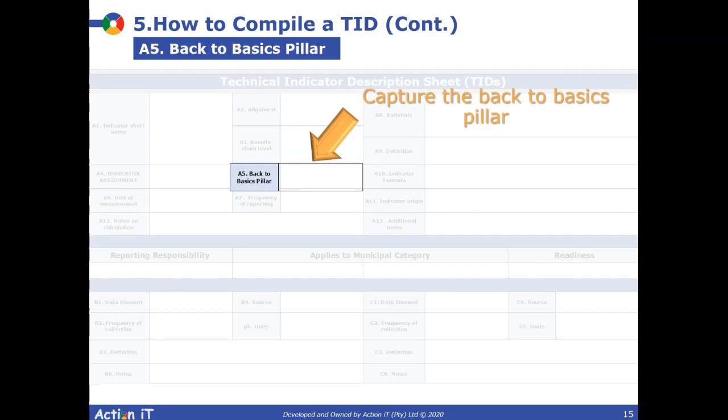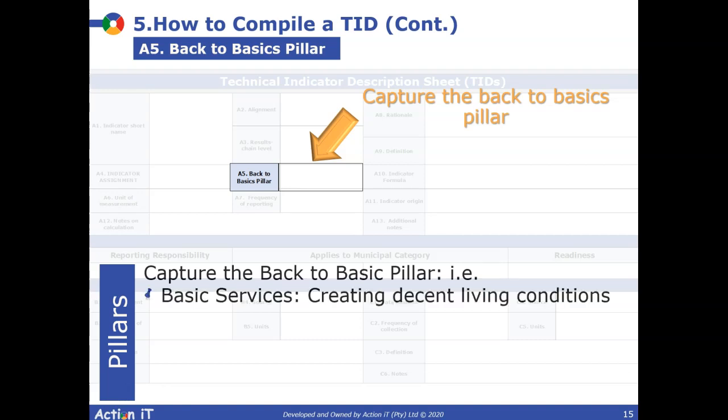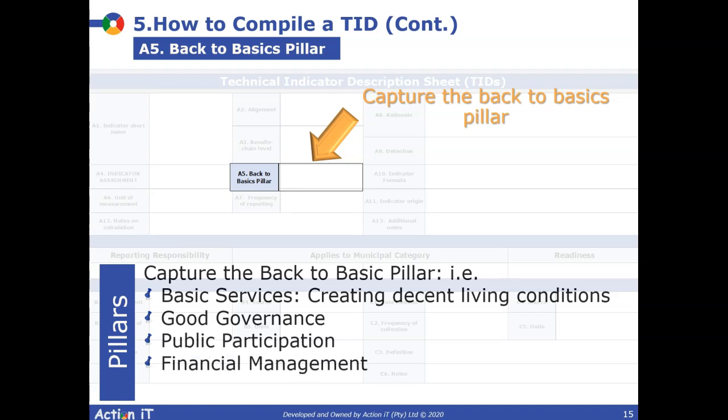In A5, Back to Basics pillar, you need to capture the Back to Basics pillar that the indicator supports. The Back to Basics pillars are basic services, creating decent living conditions, good governance, public participation, financial management, institutional capacity. For our example, the Back to Basics pillar is basic services. Capture basic services in the A5 Back to Basics pillar.